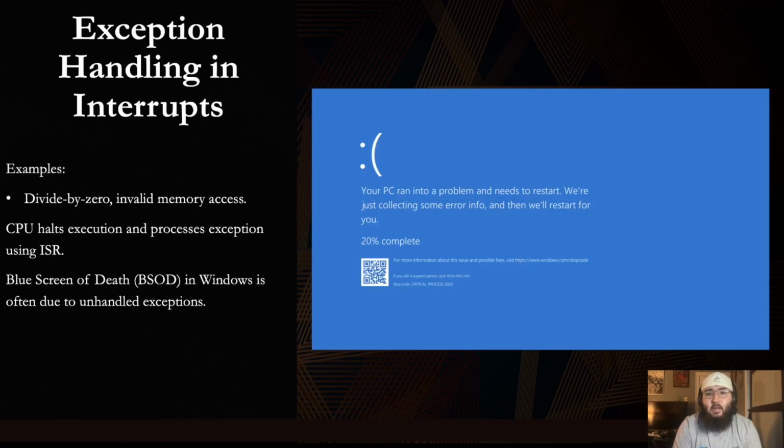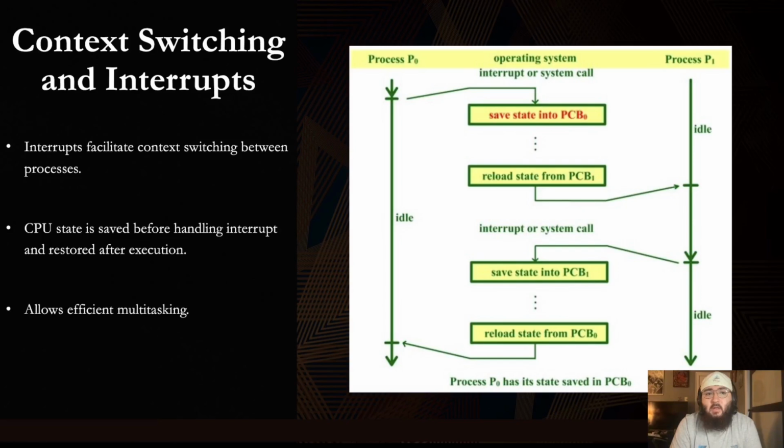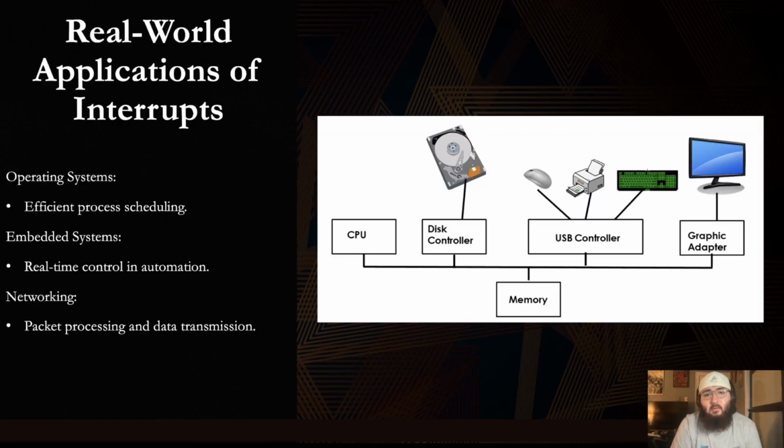Sometimes interrupts happen due to errors. Some examples include divide by zero errors, invalid memory access, and the Windows blue screen of death, which is often caused by unhandled exceptions. Interrupts enable context switching, allowing the CPU to switch between tasks efficiently. It works like this. The CPU saves the current process state, it processes the interrupt, and restores and resumes the execution.